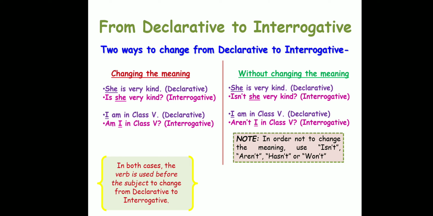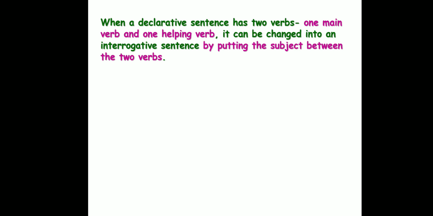Okay, so again, under from declarative to interrogative, there are some more rules. Let's see that. So when a declarative sentence has two verbs, one main verb and one helping verb, it can be changed into an interrogative sentence by putting the subject between the two verbs. Before I do this, I want you to see one thing in the last slide.